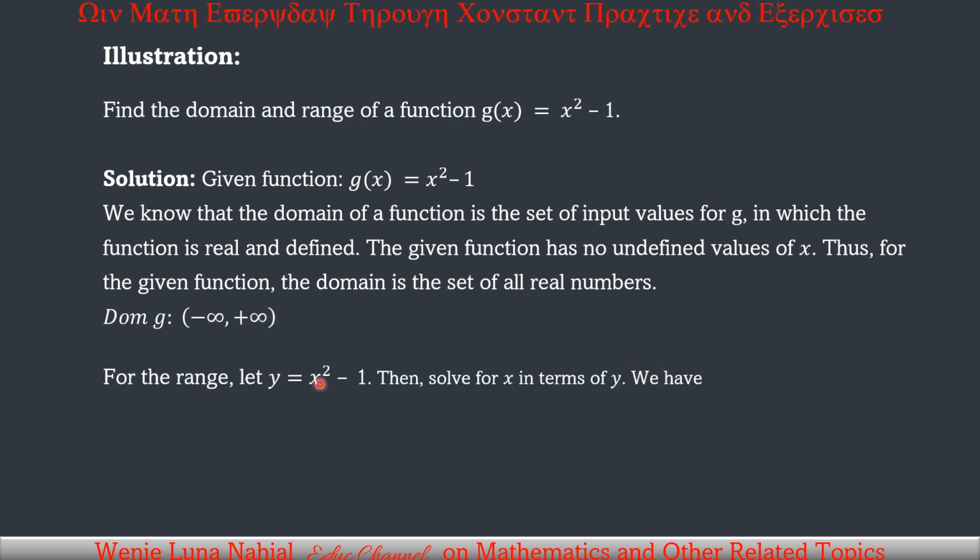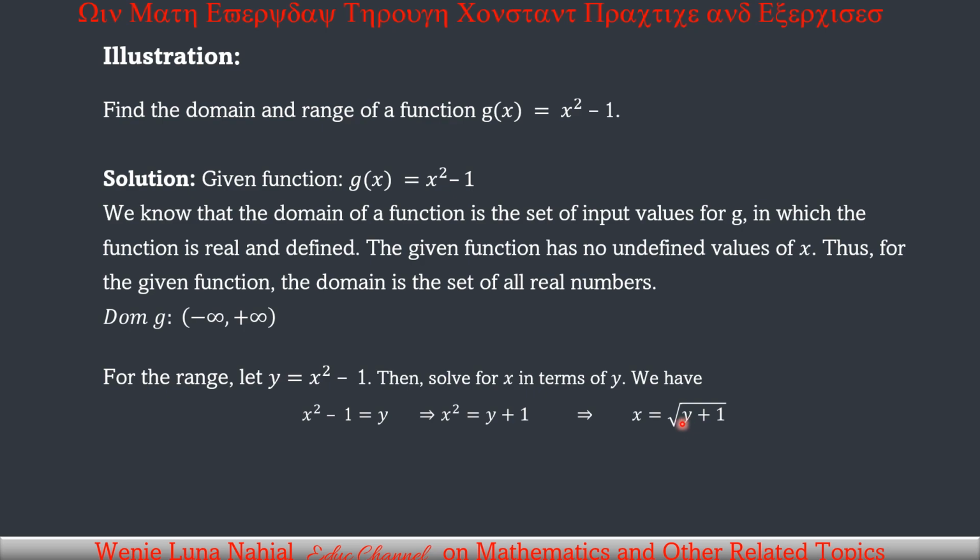Now for the range, we do the same process. We let y equals x squared minus 1 for us to have a hint about the range of this function g. Then solve for x in terms of y. We have x squared minus 1 equals y. Then add this equation by 1, you get x squared equals y plus 1. Then take the square root in both sides of the equation. You have x equals the square root of y plus 1.